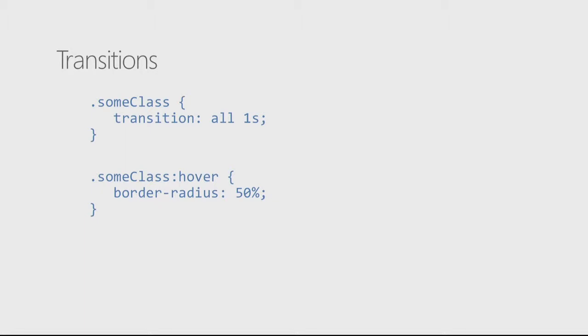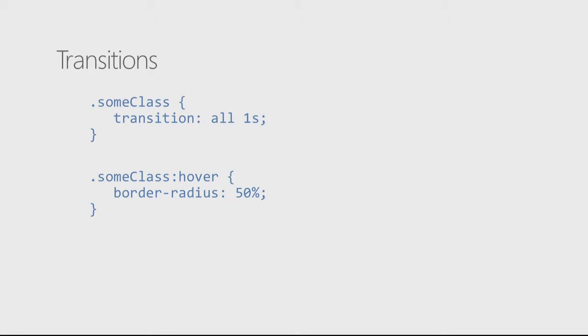So this is the response to something. In this example, a transition here is, okay, we have some class out there called some class, and we're applying a transition that means if any, so that word all there means if any property that is considered a transitional property, which is most of them, if they change in any way, then for 1 second, let's see that transition.